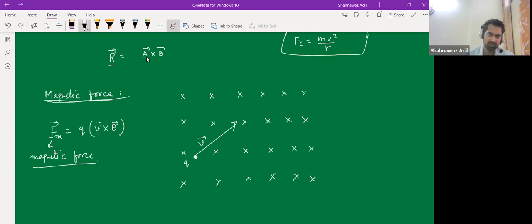Whenever we take the cross product, how do we calculate the direction of the cross product? So this is a, this is b, right? And we are calculating a cross b. So what would be the direction of a cross b? This is given by what, guys?